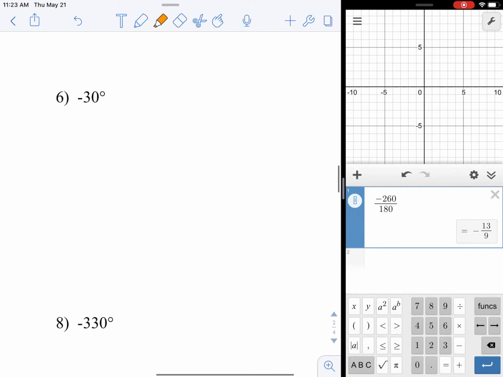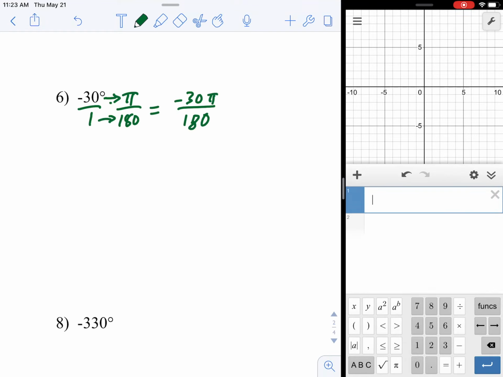All right, let's look at number 6. Again, multiply by pi over 180. So that's going to be negative 30 pi over 180. If you want to put this over 1 and do top times top, bottom times bottom, you're welcome to do that. Hopefully you won't need to.